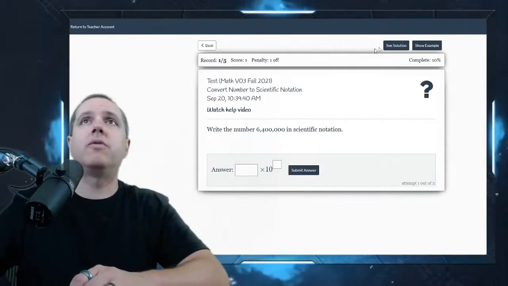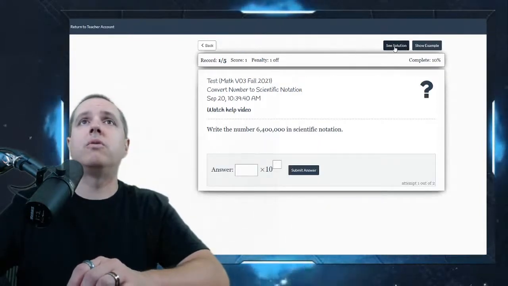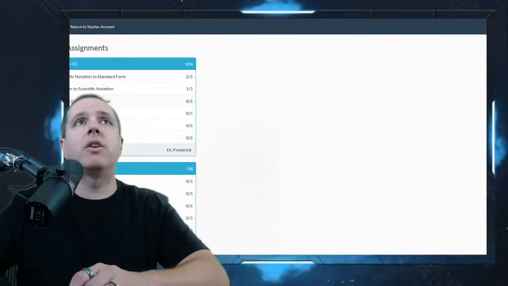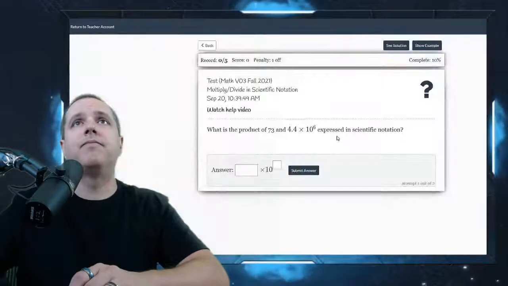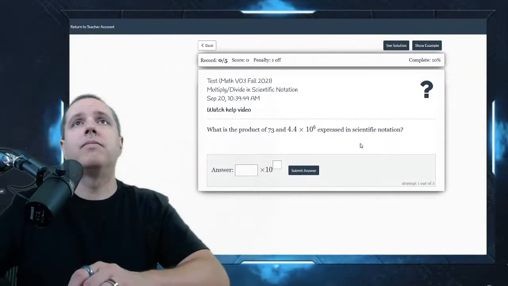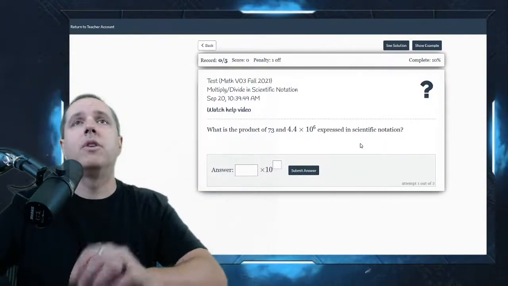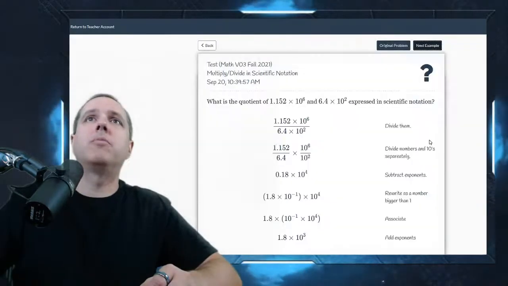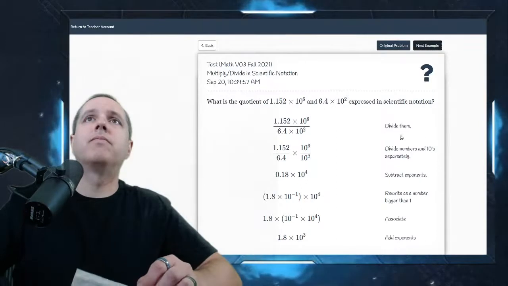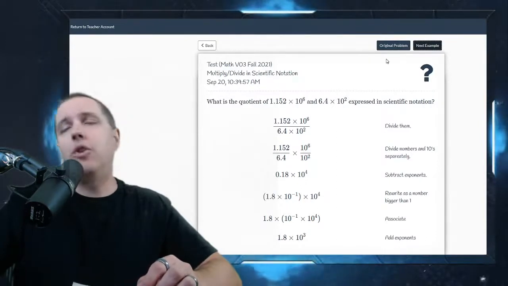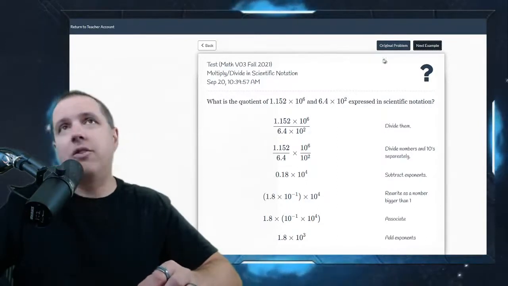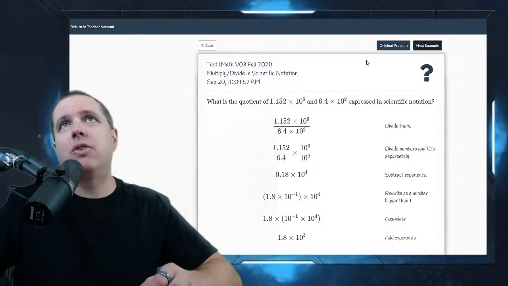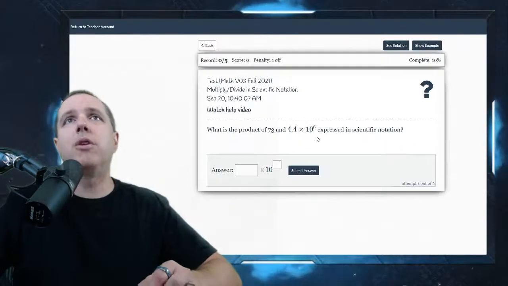I think that's good for those. Let's go back. So let's look at multiply and divide. In this one, let's see, this isn't a great problem. Let's see if we can get a better one. You're probably going to want to use a calculator for this because they're giving you numbers that call for calculators. Let's go back to the original problem.